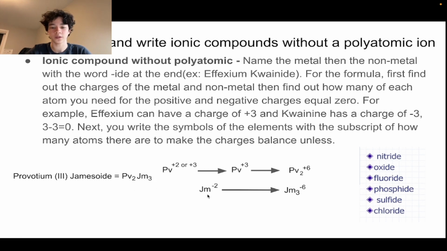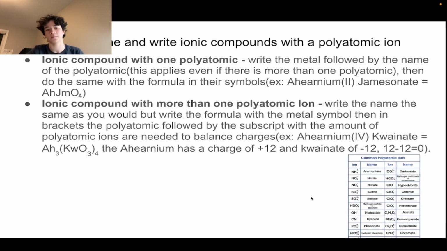Jamesanide has a charge of -2, and since we had 2, providum has a charge of +6. You need 3 of the Jamesanide to make it -6, and then 6 minus 6 equals 0. They cancel out. Everyone's happy.